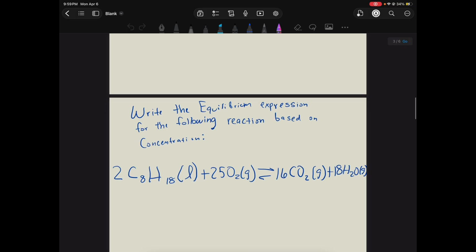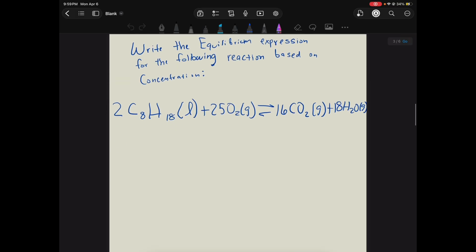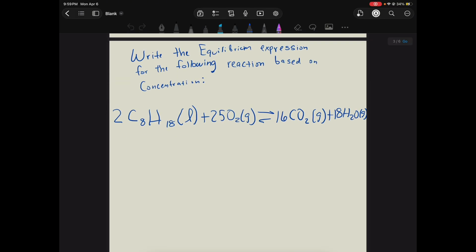Awesome sauce. Now this following problem right here asks to write the equilibrium expression for the following reaction based on concentration. This is a very straightforward problem. And similar to the last problem, when writing the expressions, we always disregard the liquids. So this liquid right here will basically be irrelevant to our expression. Okay, again, we follow the same exact ideas of the products all over the reactants.